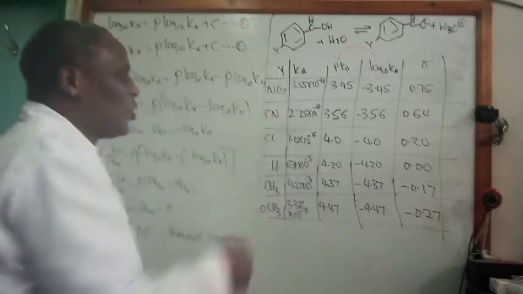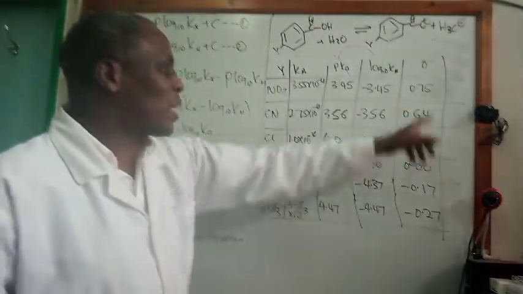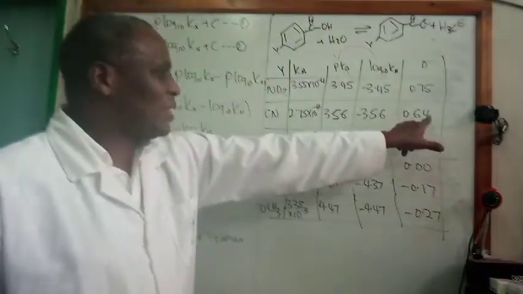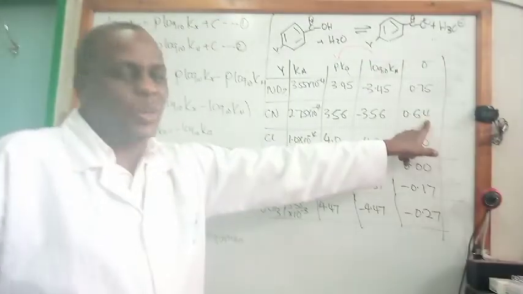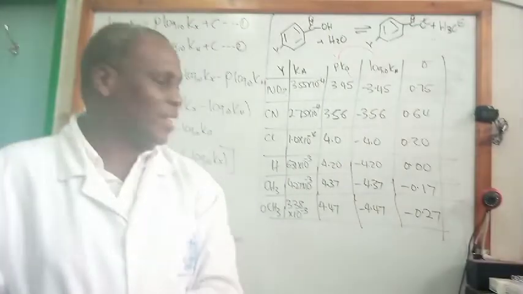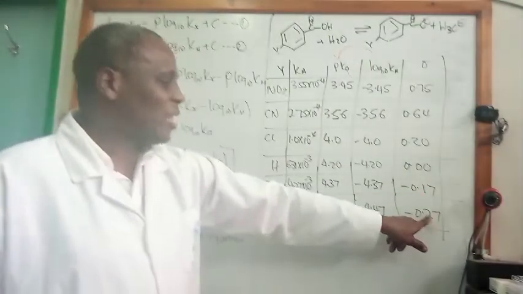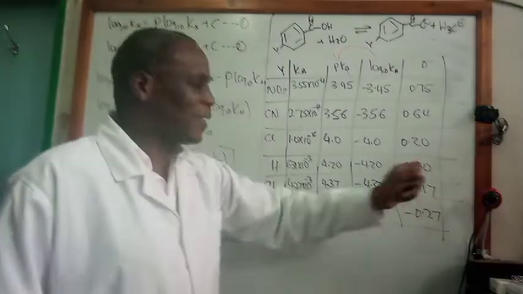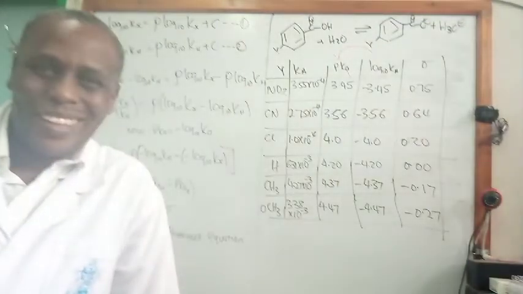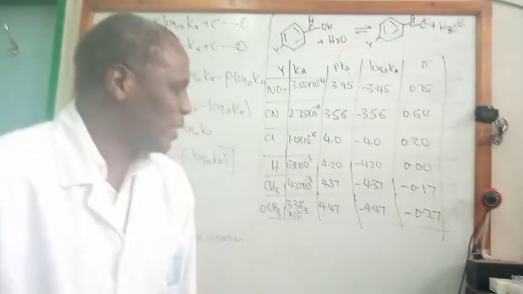Even if you are not given the groups, you can look at the sigma values and say, relative to this one, this group withdraws electrons, but not as greatly as the one on top of it. This one which is more negative donates electrons better than the group which has a less negative figure. Are you writing it down? Or maybe you can rewind the video a bit, yeah?